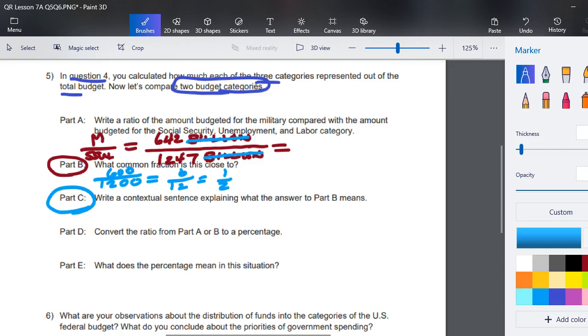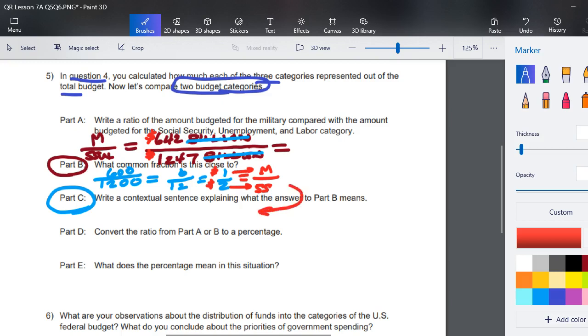Part C, write a contextual sentence to explain what in the world is going on. And remember, we had military to the Social Security, unemployment, and labor category. A contextual sentence could be something along the lines, and I'm negligent on my dollar signs all through questions 4 and 5, I'll go ahead and put some here just to make me feel better. One thing it could be saying is that for every $1 we spend on the military in our budget, we spend $2 on Social Security, unemployment, and labor. That is one way to write this.